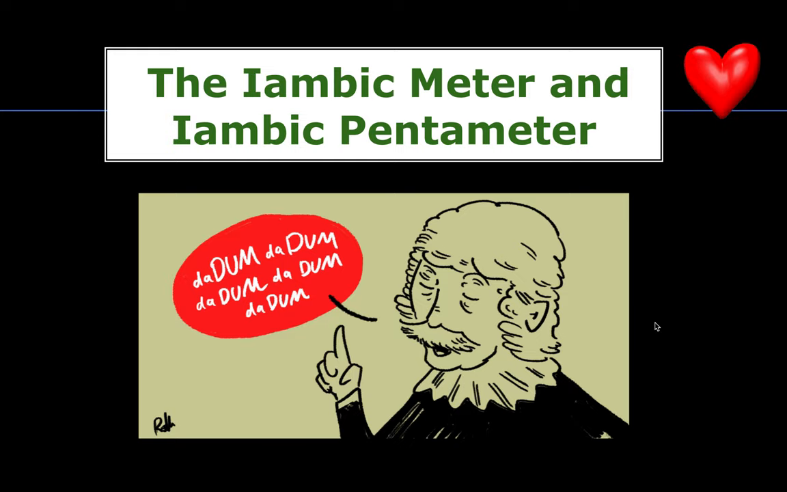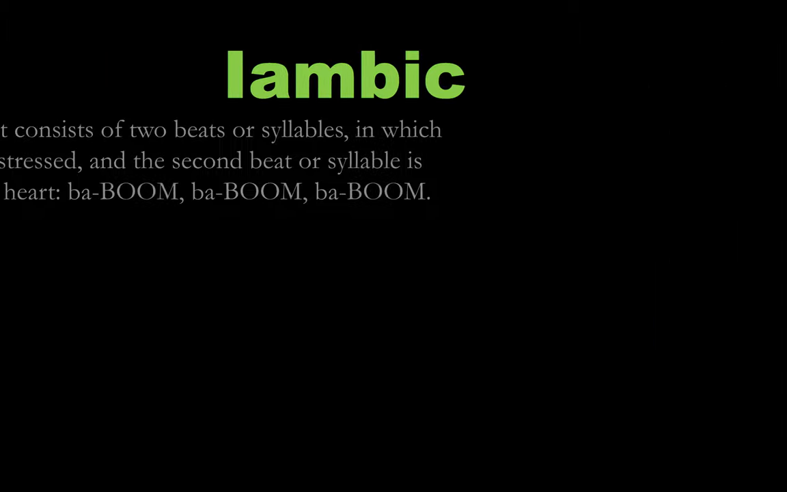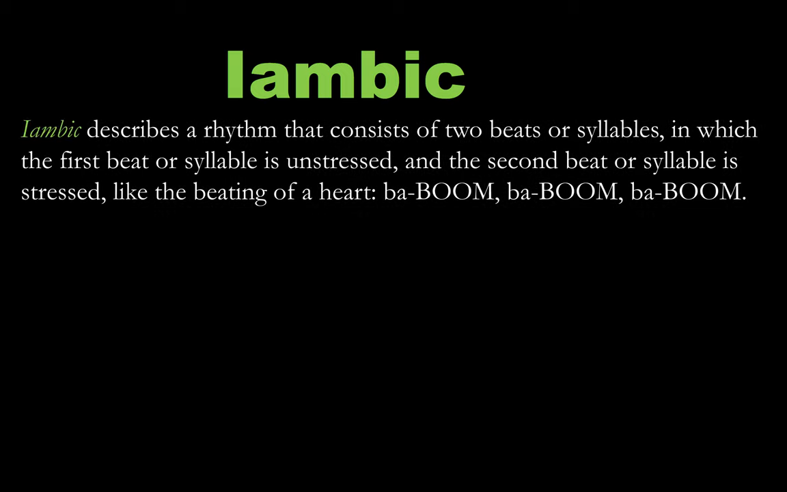So let's talk a little bit more about this. Let's break it down a little bit. The iambic rhythm describes a rhythm that consists of two beats or syllables. If you're thinking about music, you might think of beats. If you're thinking about words or poetry, you'll be thinking about syllables. Two beats or two syllables in which the first beat or syllable is unstressed and the second is stressed, like the beating of a heart. Ba-boom, ba-boom, ba-boom.